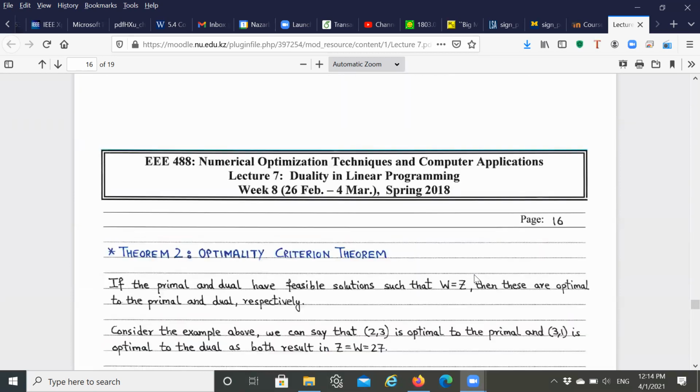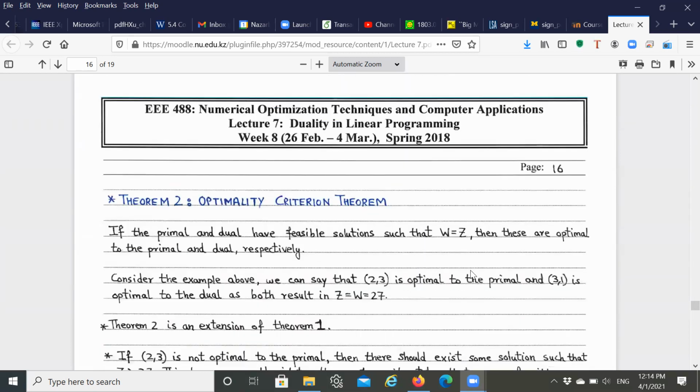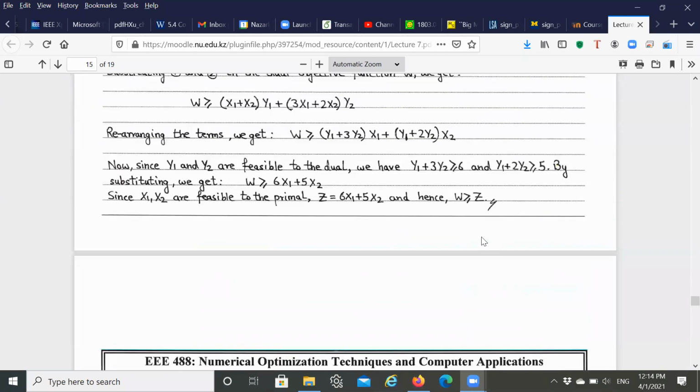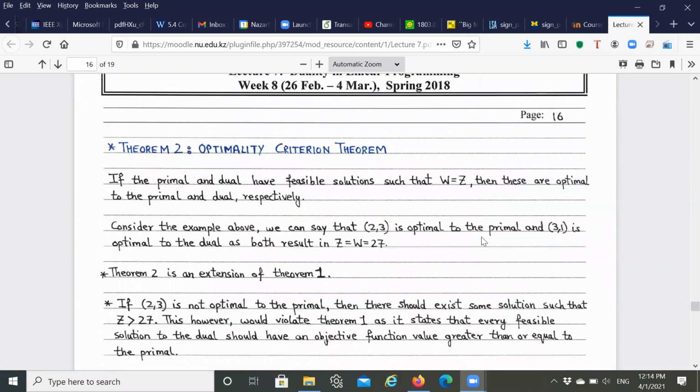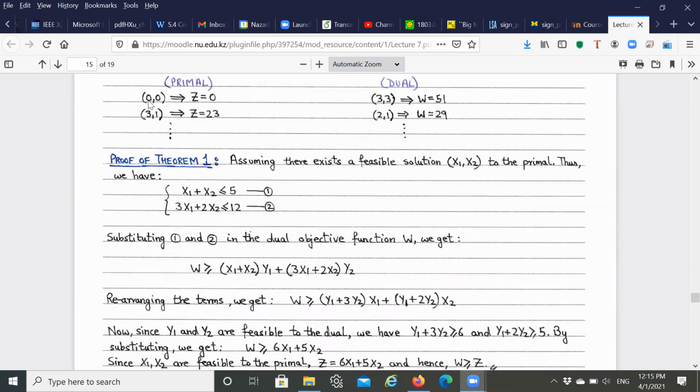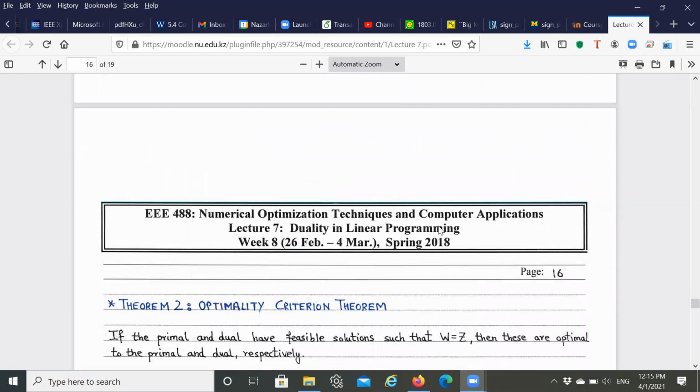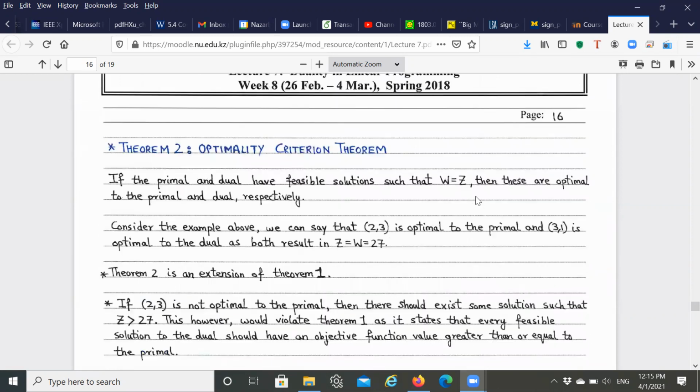Okay, with that said, now let's get to the second theorem, which is the optimality criteria theorem. This theorem is kind of an extension of the previous theorem, the weak duality theorem. It says that if the primal and the dual have feasible solutions such that there exists a pair of values, like we saw over here, for which W would become equal to Z.